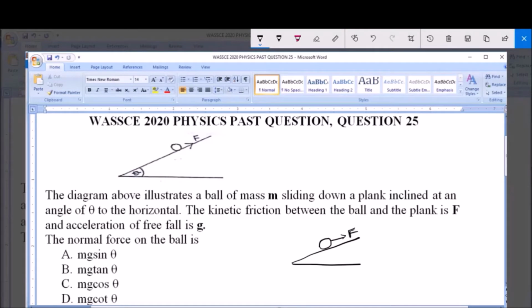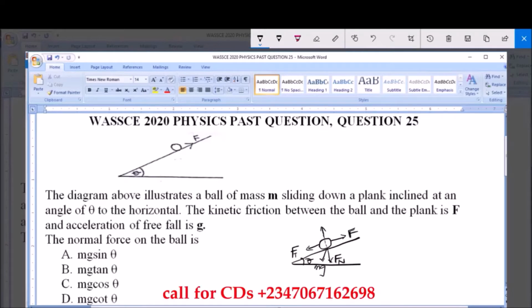Now the various forces acting on this: first of all, we have the net force, let's call this Ft, acting here. Also we have the normal reaction, that is the normal force, the vertical component. Let's call it Fn, that is normal reaction, normal force, acting upward. Then also we have the weight acting downward, and the weight is mg. And remember, it is inclined at angle theta.